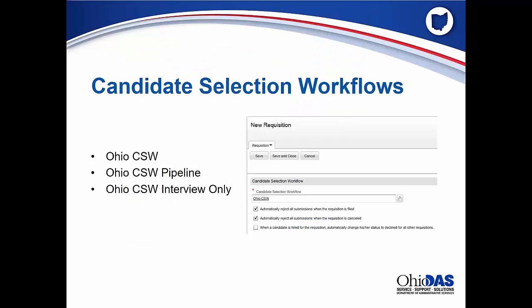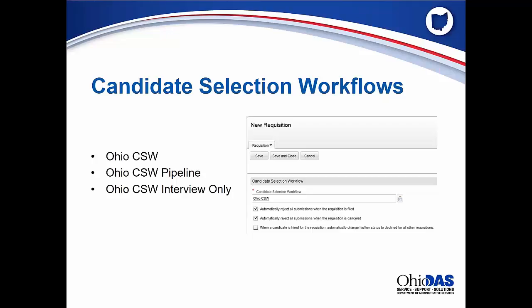The state of Ohio has 3 standard CSWs, or candidate selection workflows: the Ohio CSW, the Ohio CSW pipeline, and the Ohio CSW interview only. The default candidate selection workflow when recruiters create requisitions is the Ohio CSW. The CSW selection can be changed in the requisition edit form when creating a new requisition or editing a requisition that has not yet been posted.